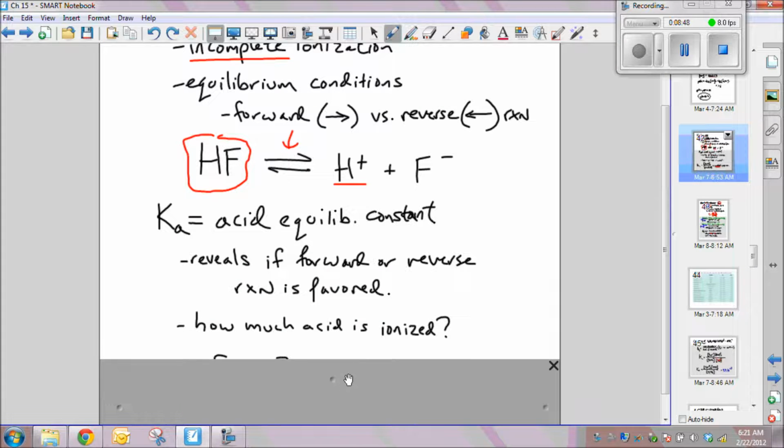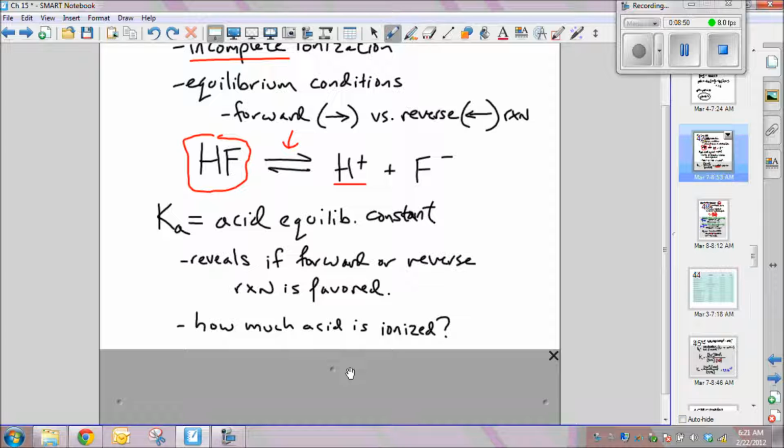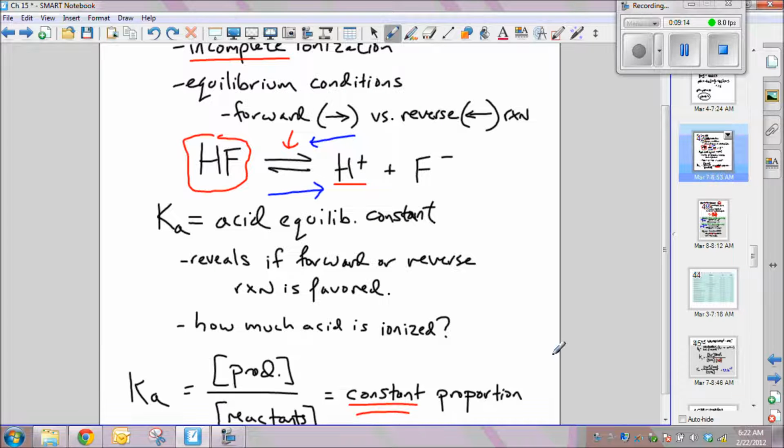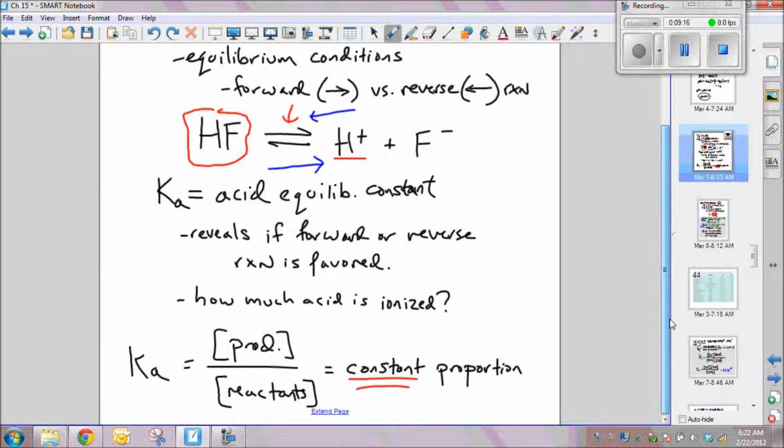An equilibrium constant is very simply a proportion. It tells you how much ionization has occurred, what is favored. The forward reaction, by convention, is to the right, so the forward reaction is this direction, producing products. The reverse reaction is to the left, shown here, so the reactants are favored. So Ka, the value of this acid ionization constant, tells you how much is ionized.